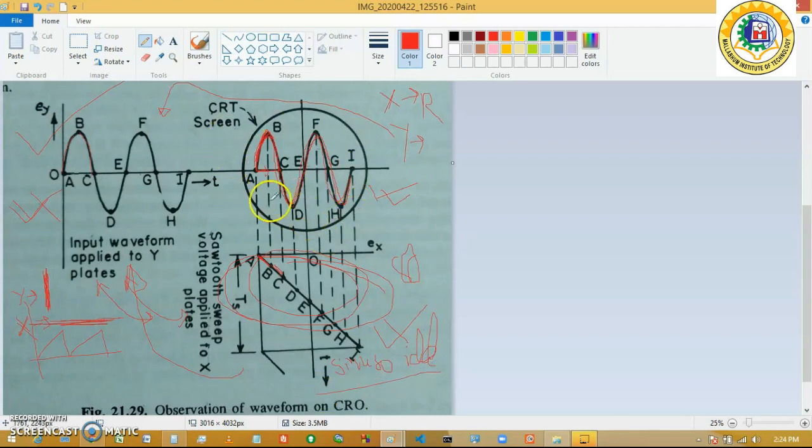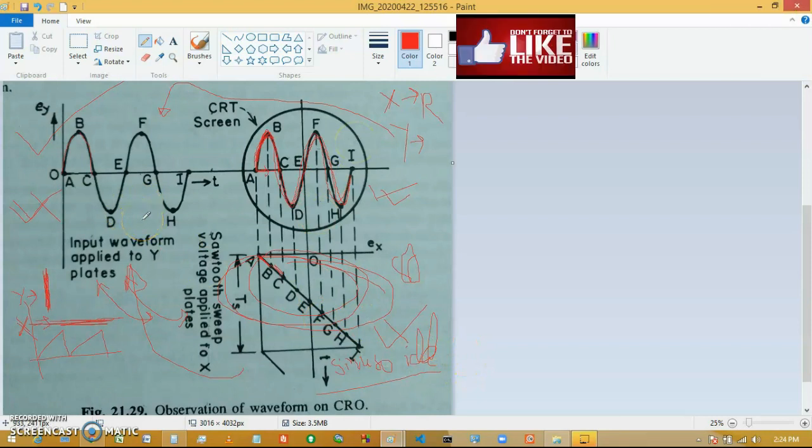Then a different pattern of waveform is being generated, and from this pattern we can conclude what is the phase of this unknown signal that is being applied. Okay, so in the case of Lissajous figure, we are measuring the frequency. Here in this lecture we will only see how to measure the phase of a waveform.